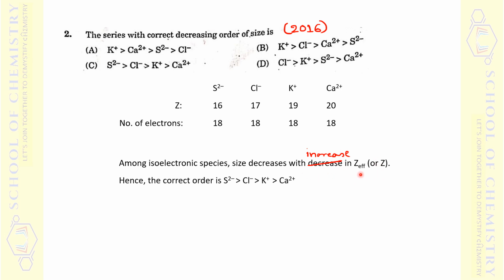So when Z effective increases, as it happens in the case of calcium 2 plus, because of more Z effective, size decreases, and the correct order will be sulfide, chloride, potassium and calcium. So among the given options, it is I think option C. So option C is the correct answer for this question. Moving on to the next question.